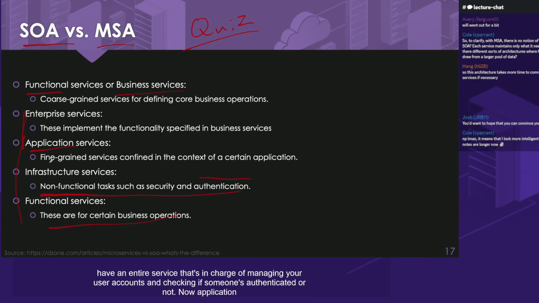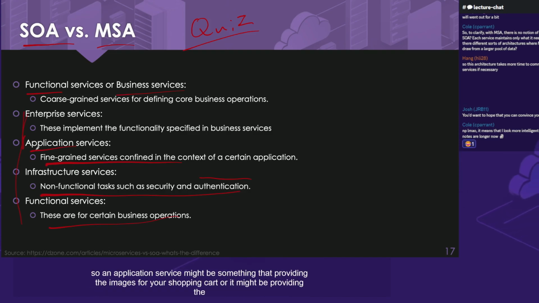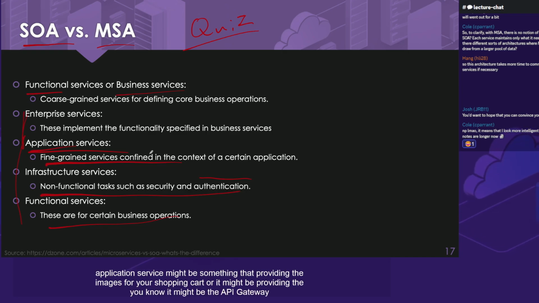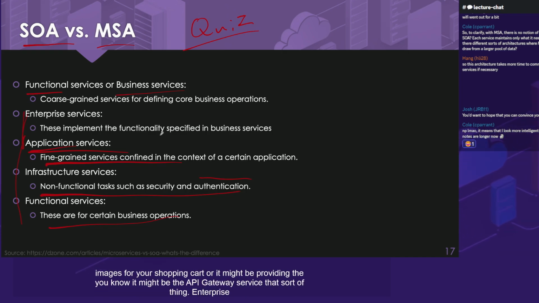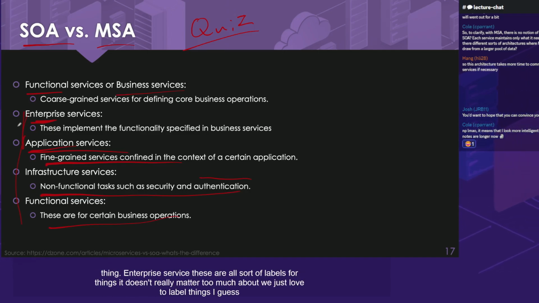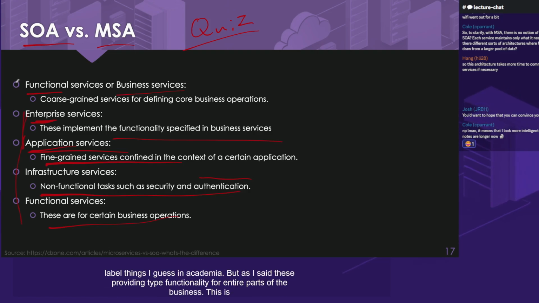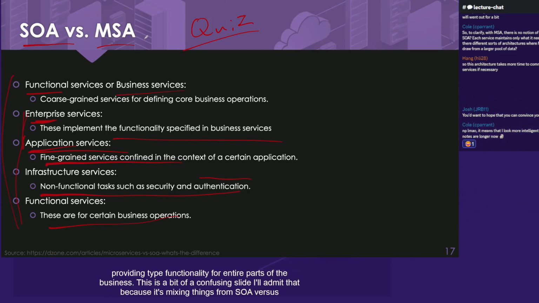An application service would be more fine-grained. And so an application service might be something that's providing the images for your shopping cart, or it might be the API gateway service, that sort of thing. An enterprise service, these are all just sort of labels for things. It doesn't really matter too much, we just love to label things, I guess, in academia. But as I said, these provide entire functionality for entire parts of the business. This is a bit of a confusing slide, I'll admit that, because it's mixing things from SOA versus microservices.